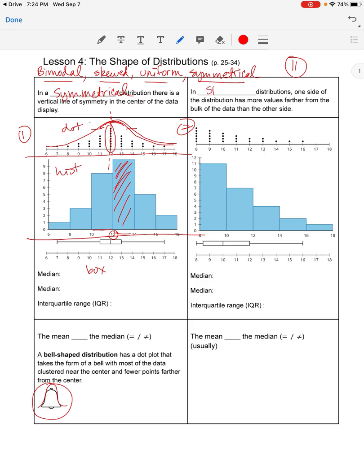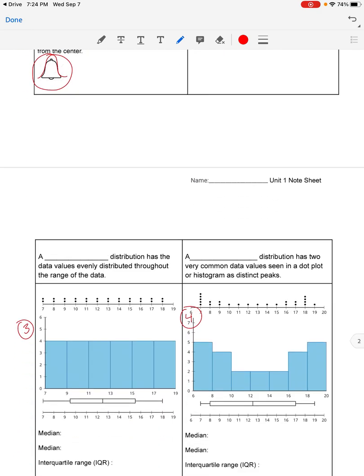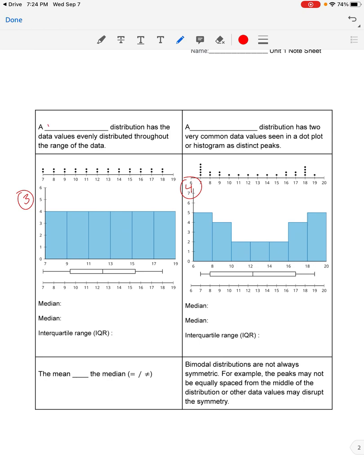Okay, this one is skewed, meaning most of the data is on one side here. This one is uniform, meaning the data is evenly distributed, right? All across. And then this one is called bimodal.